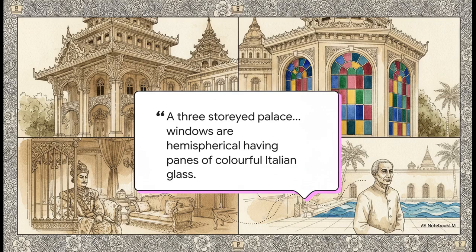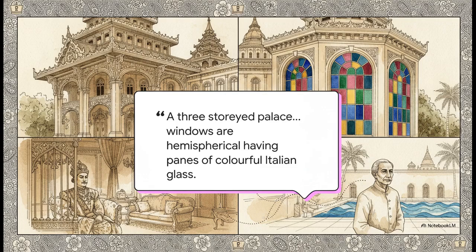Our source material describes a large hall with a marble floor, beautifully carved wooden panels, and hemispherical windows with panes of colorful Italian glass. This is such a brilliant illustration of a specific British imperial strategy. They gave deposed royalty this comfortable, isolated captivity to just completely neutralize them politically. And here is the kicker.